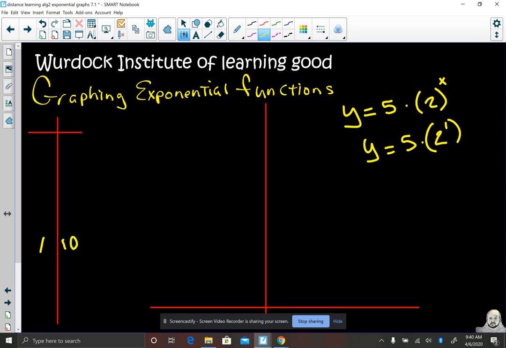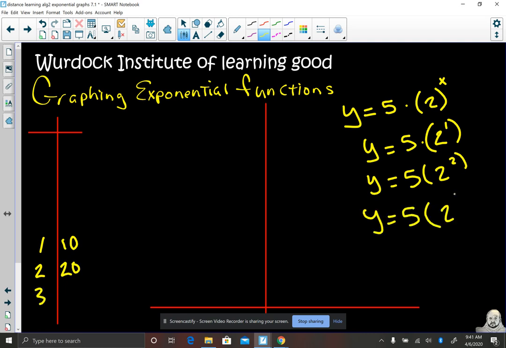The next one, putting a 2 in there, you have to notice that 2 squared is 4, 4 times 5 is 20. When I put a 3 there, remember you still have 5, but now you have 2 cubed. 2 cubed is 8, and 8 times 5 is 40. So again, we're still doubling. It's just our initial value was 5.